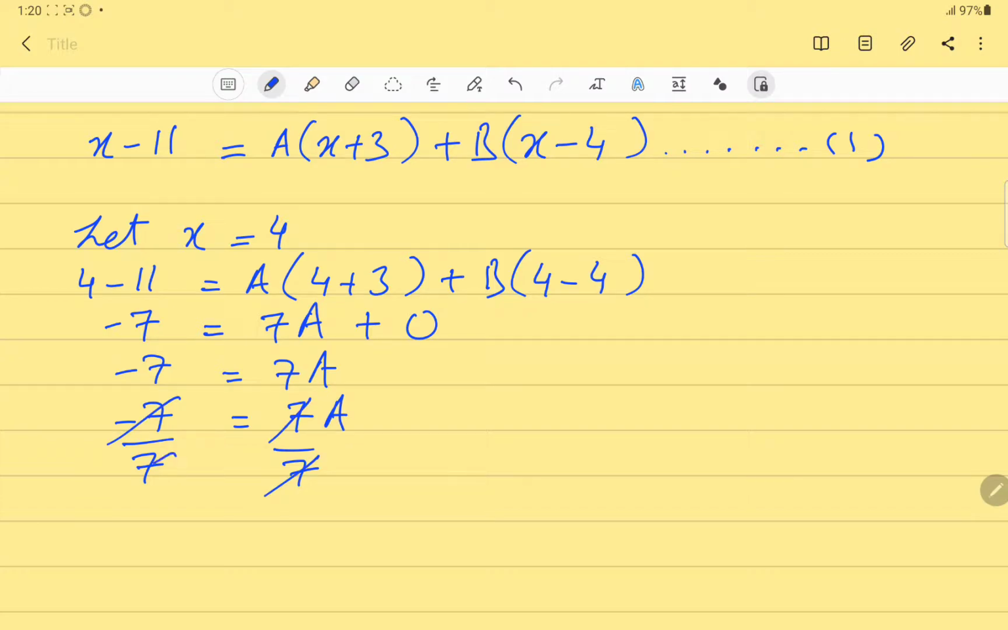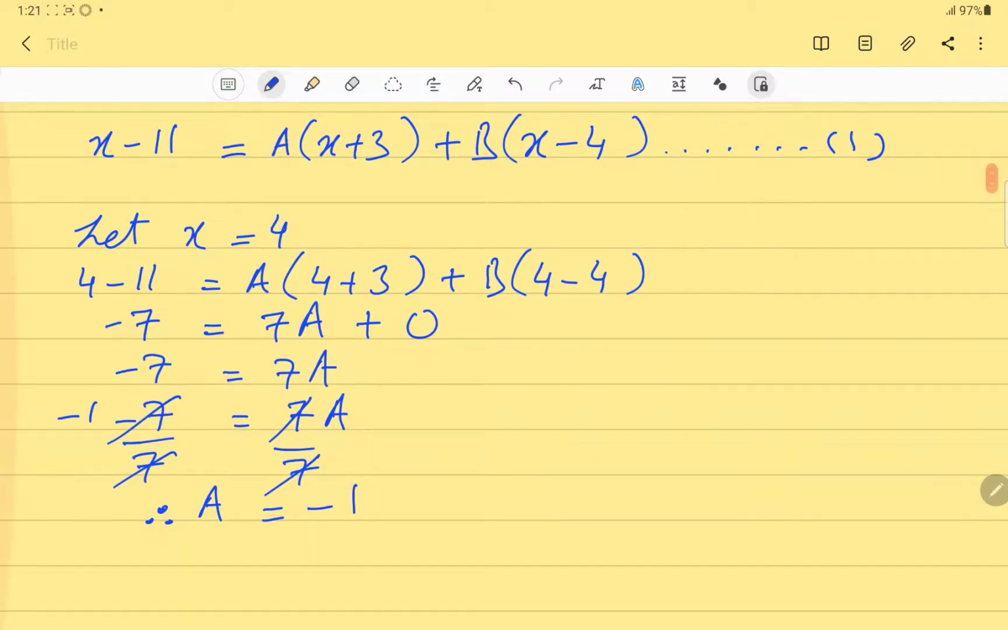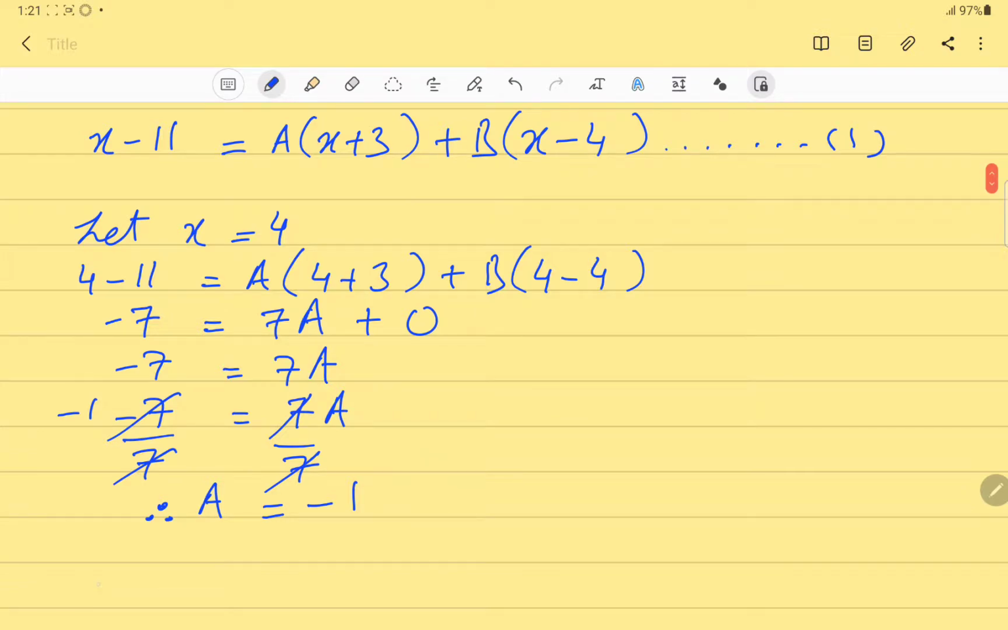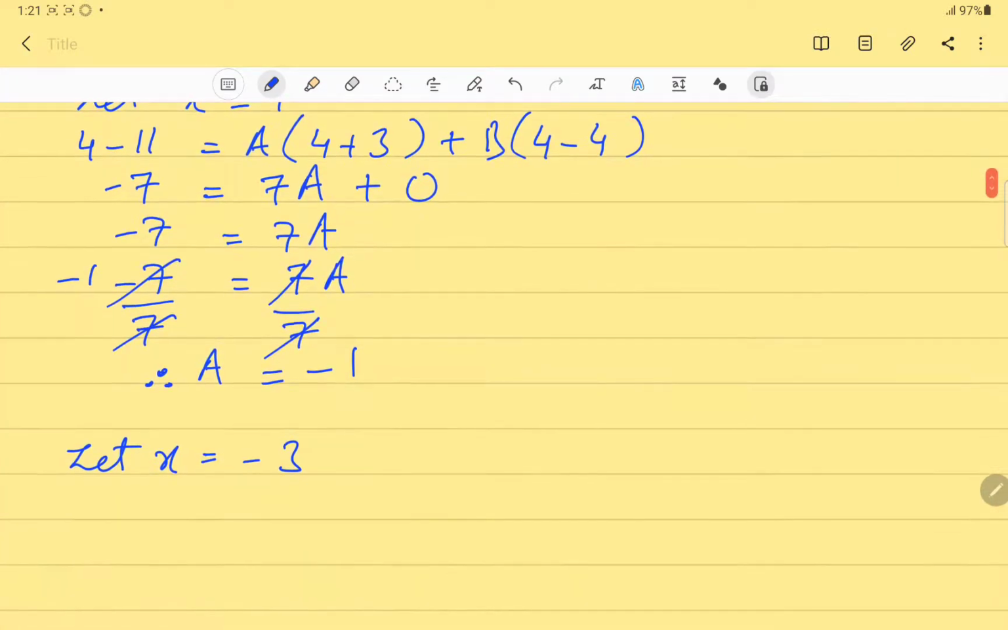So we are left with -1. So value of a is equal to -1. Now we will assume value of x is equal to -3. Then our equation will look like -3 minus 11 is equal to a into -3 plus 3 plus b into -3 minus 4.